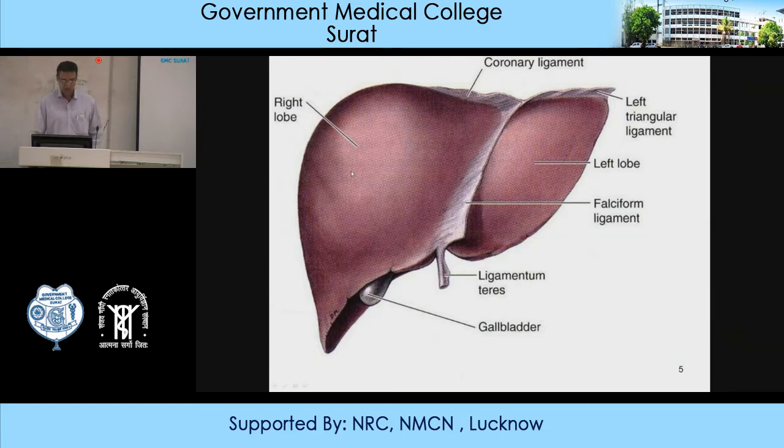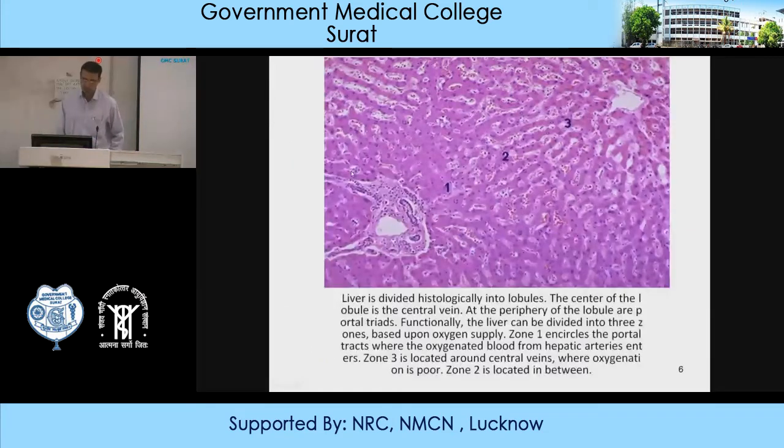Now liver is divided histologically into lobules. The center of the lobules is the central vein. At the periphery of the lobules are portal triads. Functionally, the liver can be divided into three zones based upon oxygen supply. Zone 1 encircles the portal tract where the oxygenated blood from hepatic arteries enters.